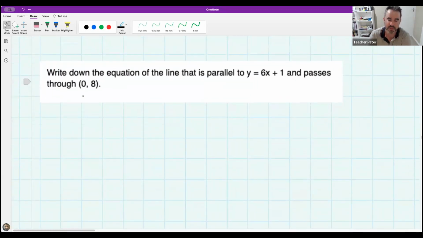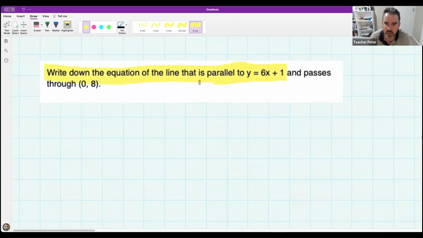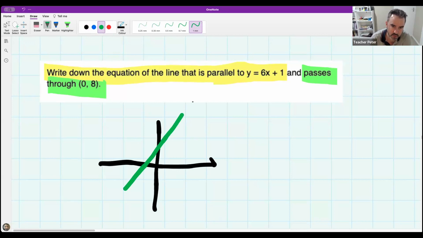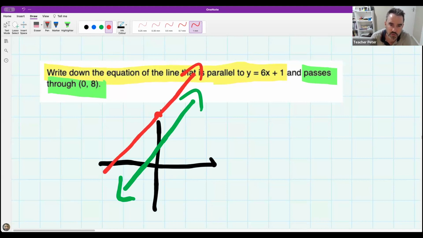Okay, upgrade question. It says, write down the equation of the line that is parallel to y equals 6x plus 1, but also passes through (0, 8). So just to set this question up, there is a line, 6x plus 1. Let's say it's the green line. We now have another line that is parallel to the green line, but goes through a different point. And they want you to figure out what is the equation of the red line.